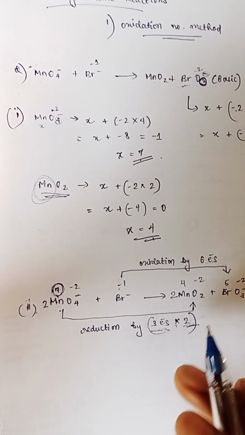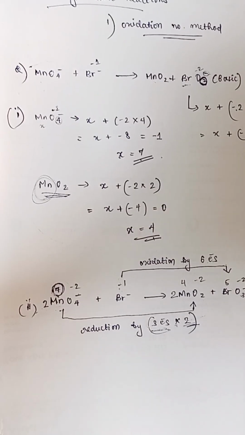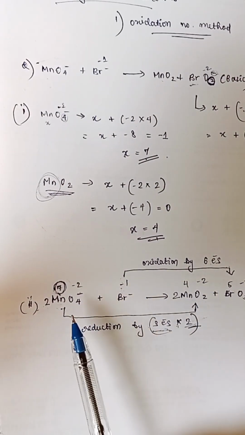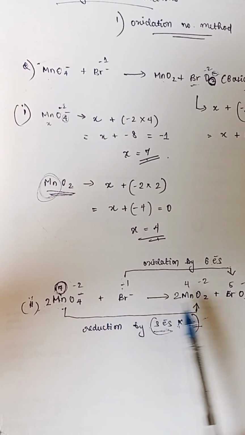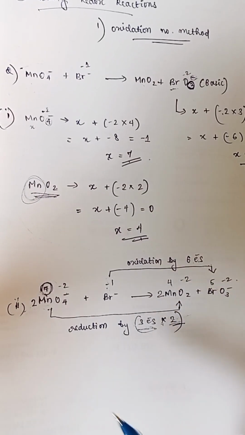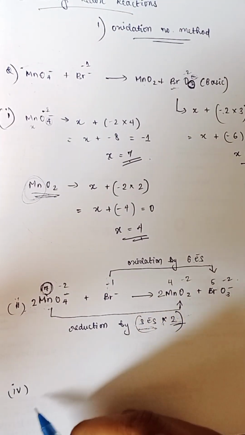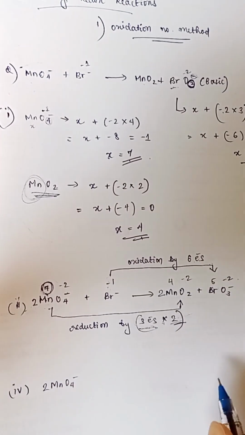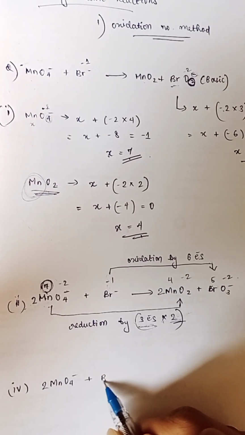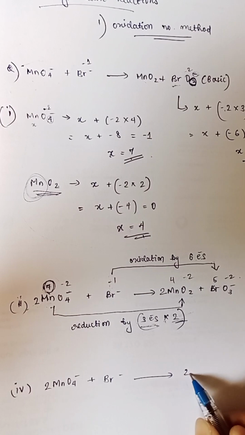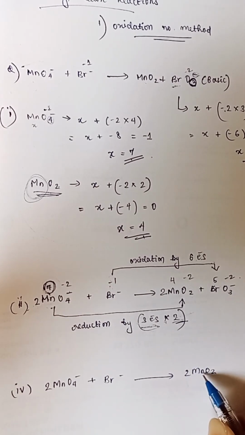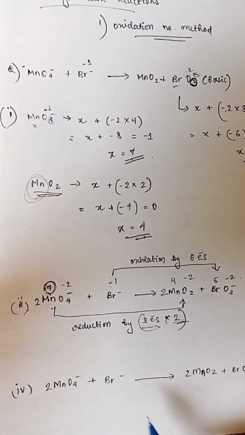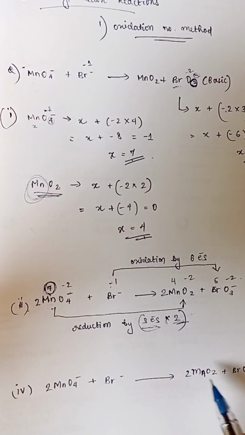After all this is done, we need to balance oxygen first. How do you balance oxygen in this reaction? To balance oxygen, count how many oxygen there are on the reactant side and how many on the product side. So let's rewrite this equation. This is step number 4. 2 MnO4 minus. So now this is the electron balanced equation. Plus Br minus gives us 2 MnO2 plus BrO3 minus. Okay, so now this is electronically balanced.